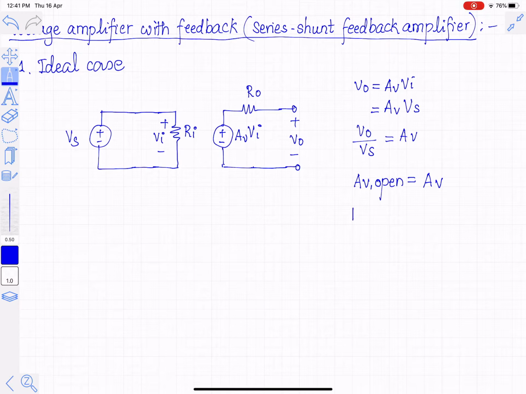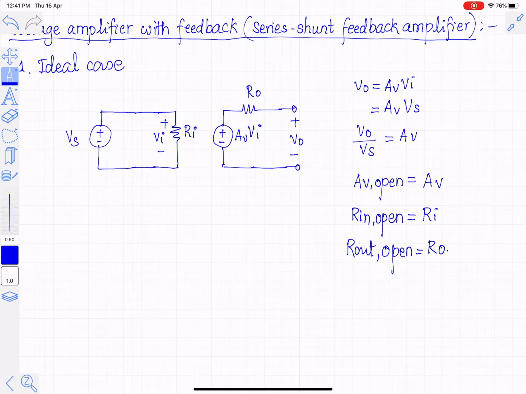Similarly, we can see that Rin open, the open loop input impedance of this amplifier, is equal to Ri, while the open loop output impedance is equal to Ro.